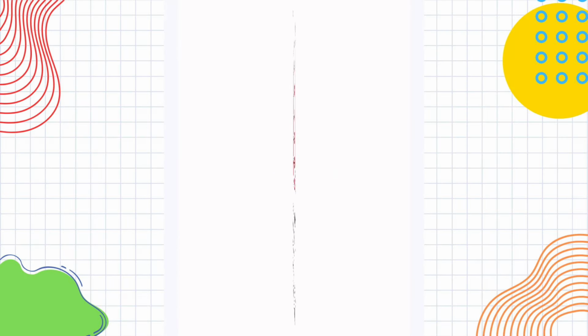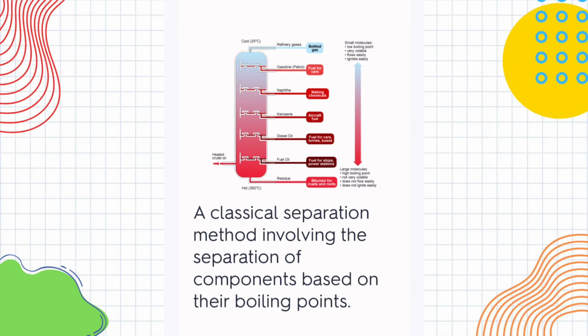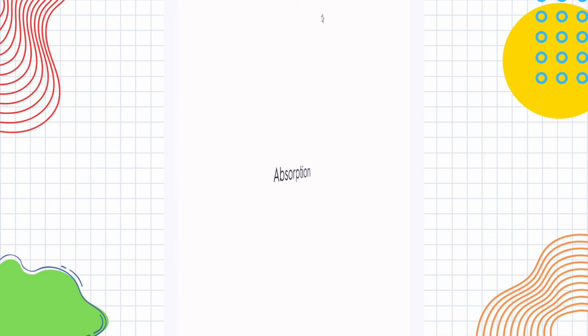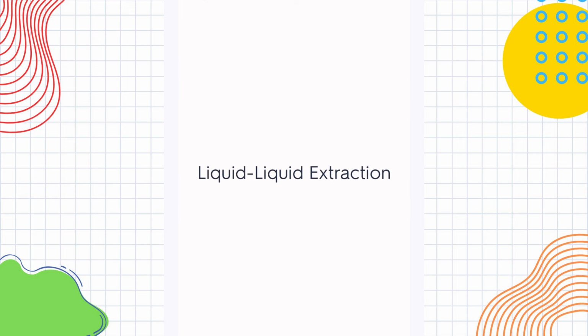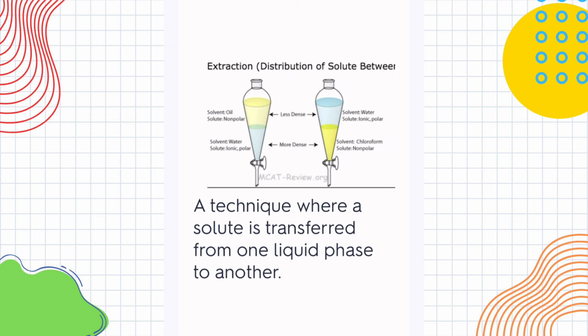Distillation. A classical separation method involving the separation of components based on their boiling points. Absorption. A method where one substance is taken in by another substance. Liquid-liquid extraction. A technique where a solute is transferred from one liquid phase to another.